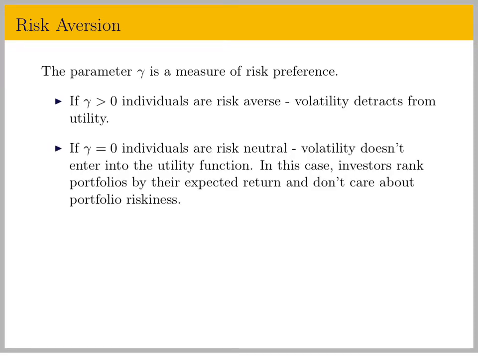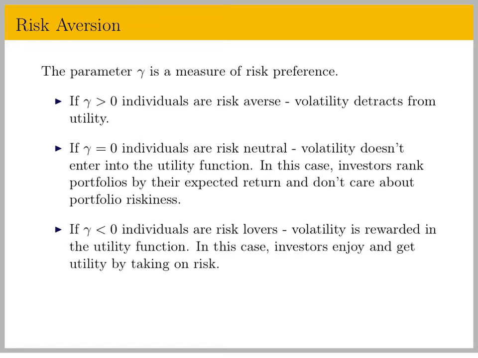Now, if gamma equals 0, we say that individuals are risk neutral. In this case, volatility does not enter the utility function at all. And investors then rank portfolios simply by their expected return. That is, when gamma is 0, u of mu, sigma is just equal to mu. That's all. So only mean returns, that is, expected returns, matter. Sigma does not.